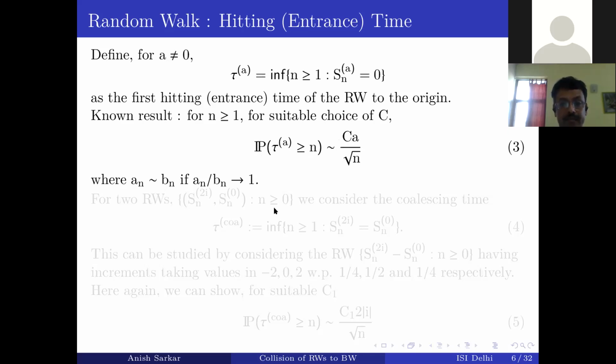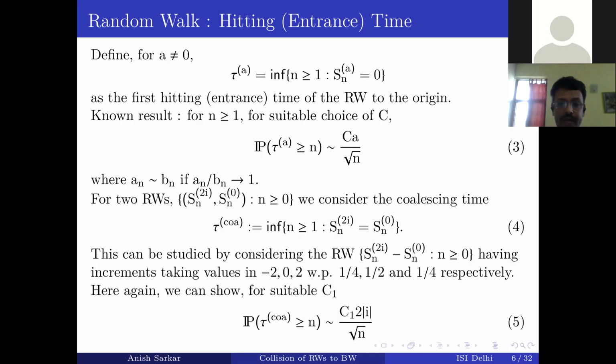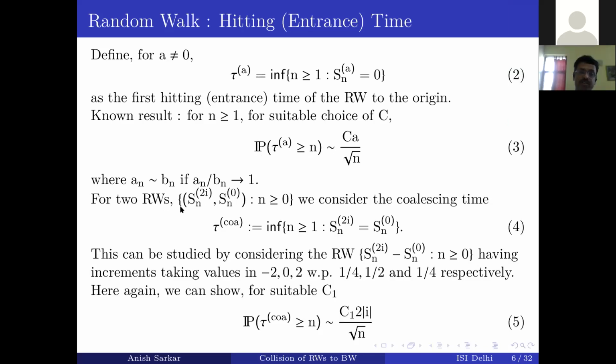Okay, so it behaves like this. Now let's talk about two random walks. I start from two random walks, S_n starting at 2i and 0. I take this 2i and 0, and I want to look at the coalescing time, the first time they hit each other.